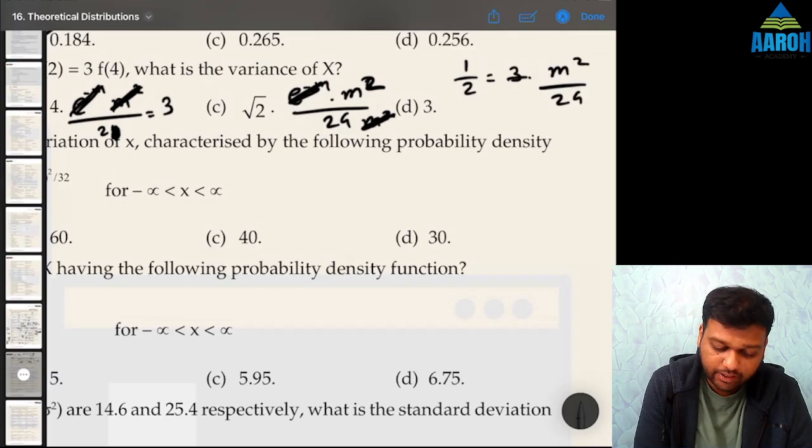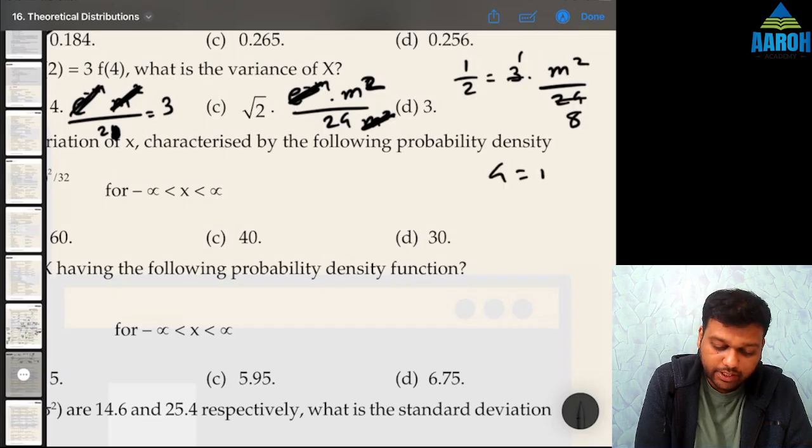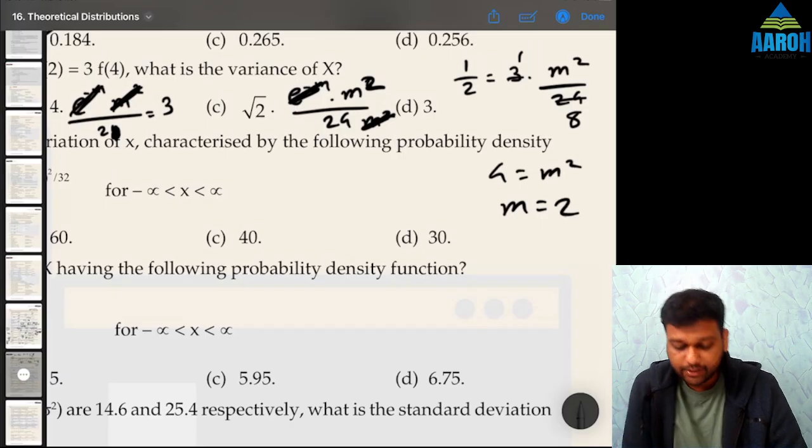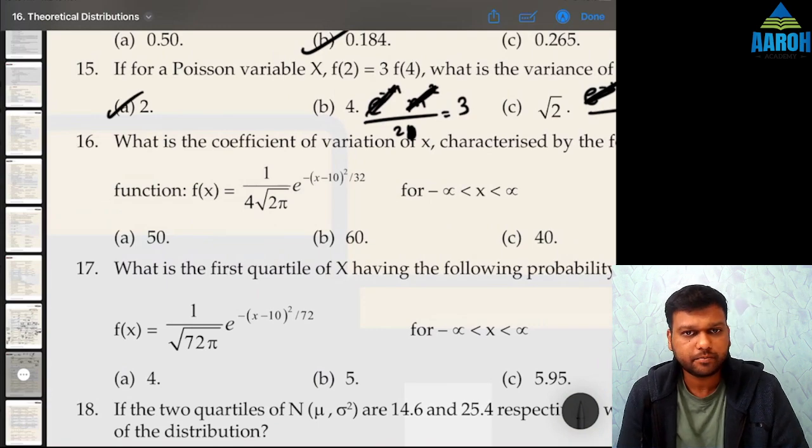So let us simplify this. 8, if we take it there, 8 by 2. So 4 is equal to m square. That means m is equal to 2. Variance is nothing but m. So 2 will be the correct answer, option A.